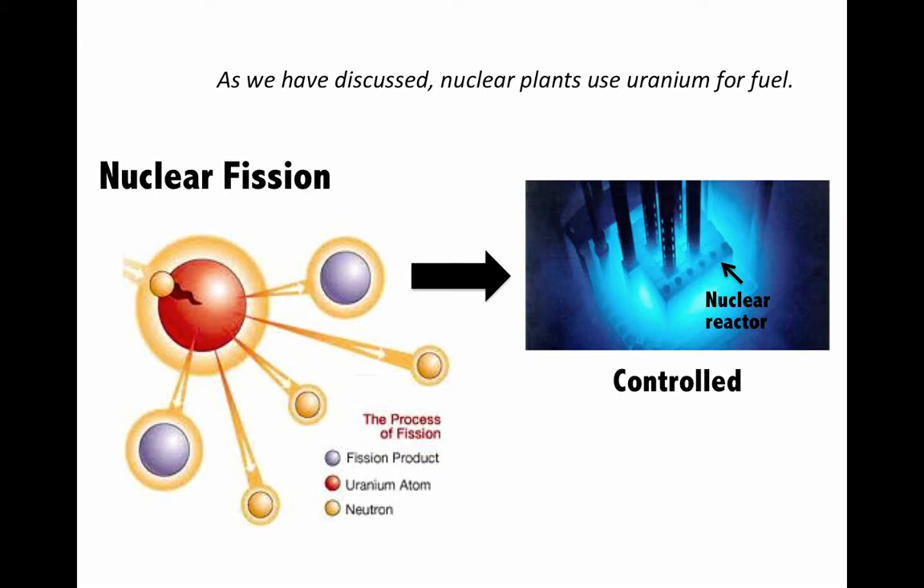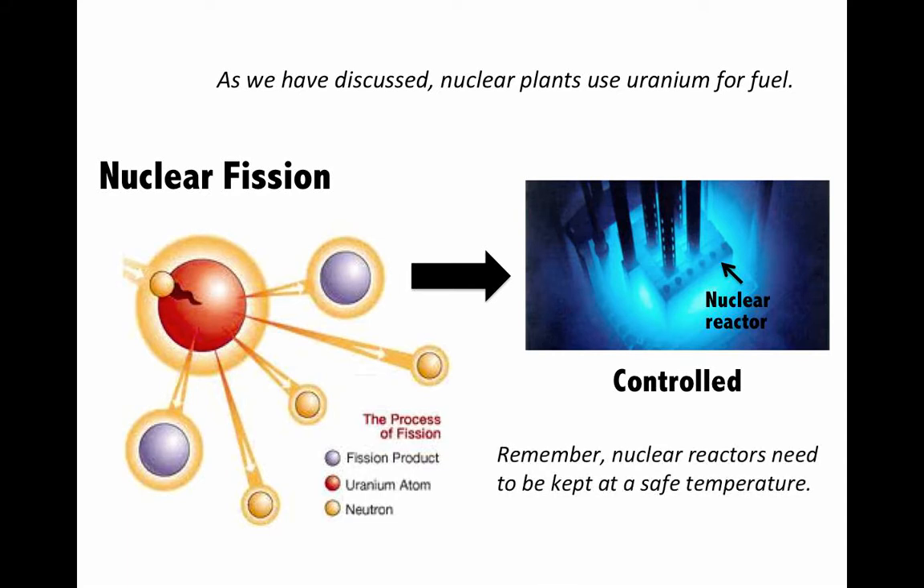In our last lecture, we talked about how nuclear reactors are normally controlled, but that sometimes they can become uncontrolled. This can create an explosion like a nuclear bomb. Remember, nuclear reactors need to be kept at a safe temperature. If a reactor gets too hot, it can explode. This is what happened at Chernobyl.